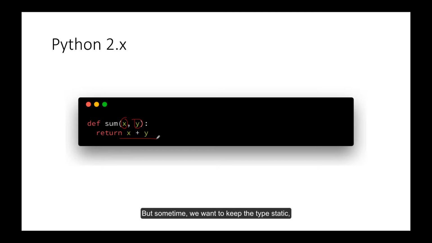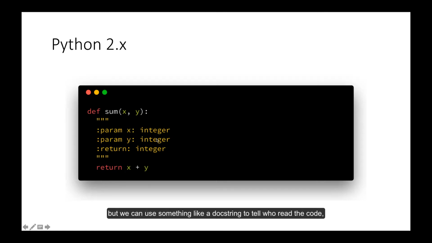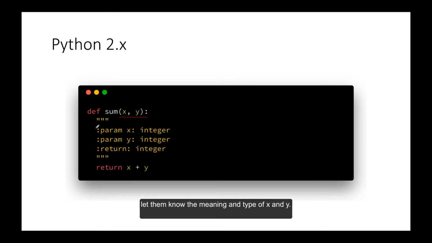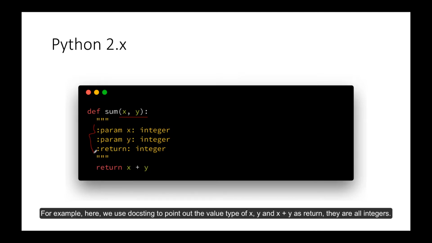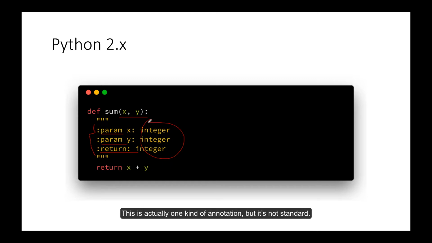But sometimes we want to keep the type static. For example, we want both x and y to be integers. We can't change the nature of the Python language, but we can use something like a docstring to tell whoever reads the code the meaning and type of x and y. For example, here we use a docstring to point out the value type of x, y, and x plus y as return. They are all integers. This is actually one kind of annotation, but it's not standard.